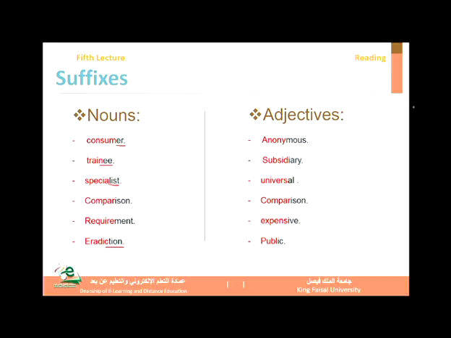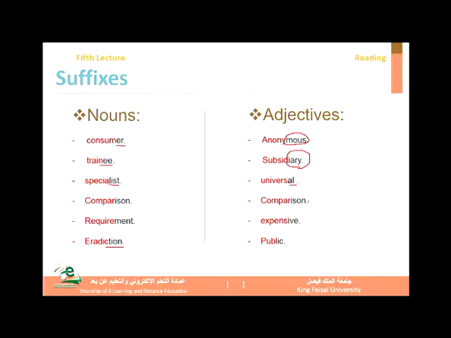Now let's move to adjectives. We have, for example, anonymous. It ends with MOUS, then it is an adjective. Anonymous معناها مجهول. Subsidiary, it ends with IARY. Subsidiary بمعناها جانبي. Okay? Subsidiary is considered to be an adjective. Universal, عالمي, so it ends with AL, so it is an adjective.